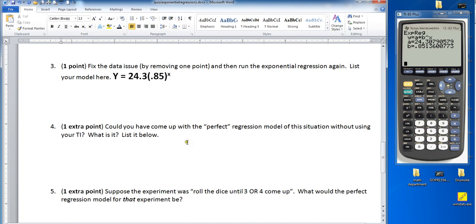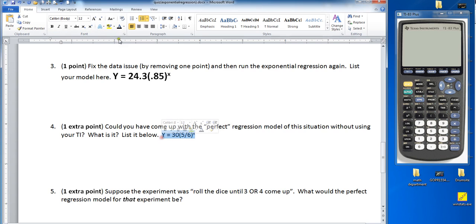It says, could you have come up with the perfect regression model? I want to come back to this. And yes, the answer is yes, we could have. This is an extra point. We know from our discussions in class that the number out front should ideally be the number of people in the experiment at the beginning, which in our case was 30. The percentage here should be the percentage remaining after each of the x trials. So ours is 85%, meaning we're losing 15% each time. But we should have lost closer to 17%, because the percentage remaining should have been 5/6, which is about 83%. We're not bad with our data. It's just not as good as it could have been ideally.